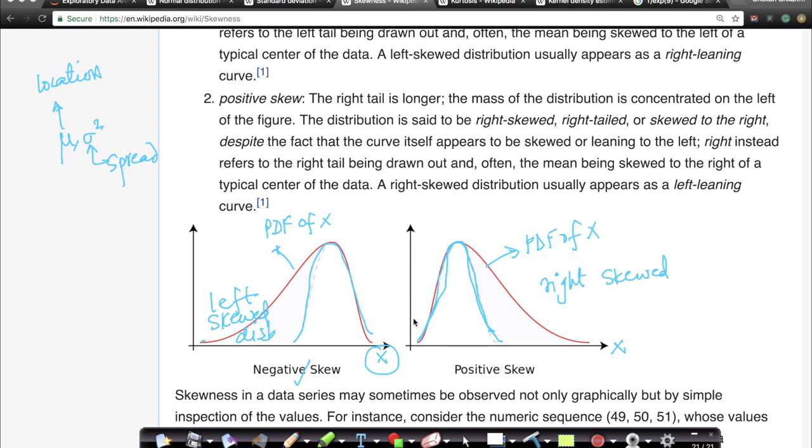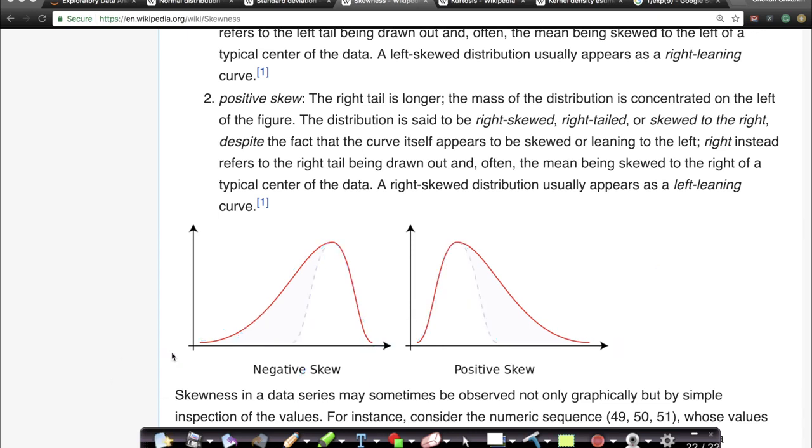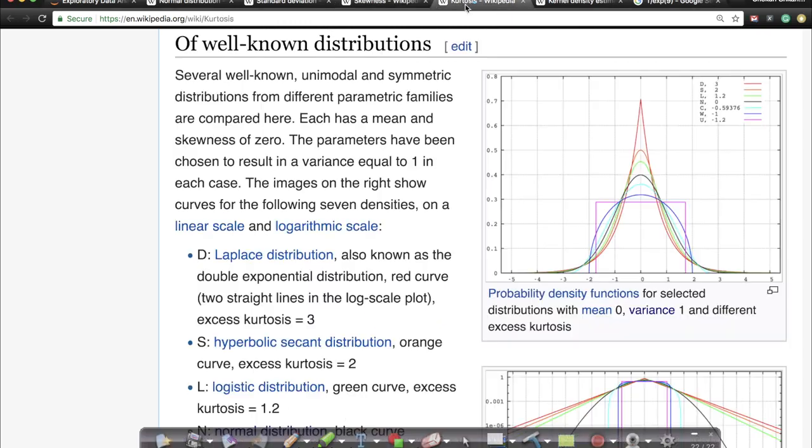Similarly, there is another idea called kurtosis. It's a very nice idea actually. Let me open up the page related to kurtosis on Wikipedia. Kurtosis measures how peaked your distribution is. This black line is your Gaussian distribution, and the kurtosis of a Gaussian distribution is 0, which you can see here. For a normal distribution, the kurtosis is 0.